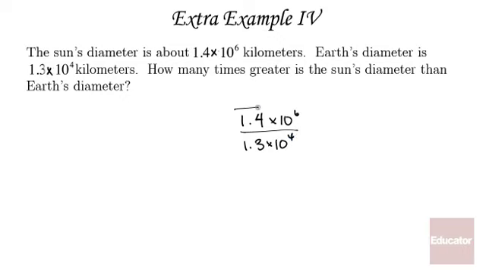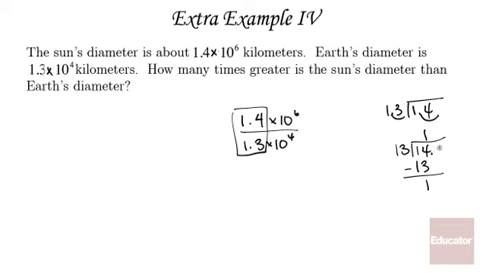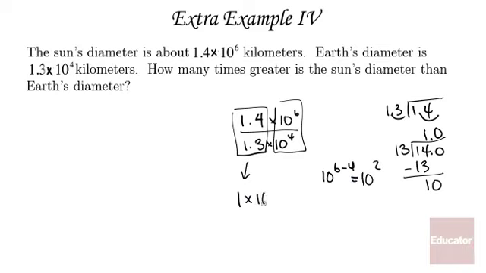I'm going to divide the decimal portion first. 1.4 divided by 1.3, move it over, 13 into 14. It'll go one time, and 13 into 10 won't go. And so if I'm going to estimate, I'll just say this is about 1. Now here with the powers, I have 10 to the 6, 6 minus 4. 6 minus 4 is 10 to the 2nd. So 1 times 10 to the 2nd.